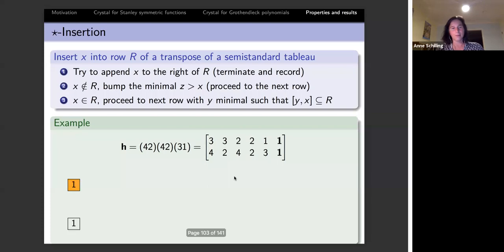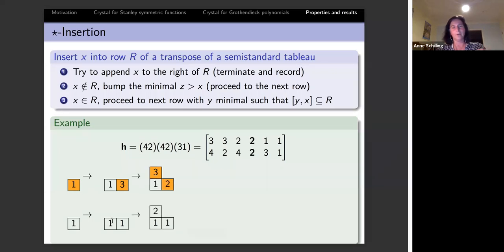And now here is how the insertion works. We again work from right to left. We first insert the 1, and it's just usual RSK, so the 1 just sits there and it's recorded with the 1. Then we append the 3, right? The 3 can just sit there and it's recorded with the 1. Then we put the 2, which bumps up the 3.